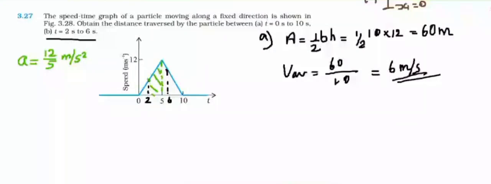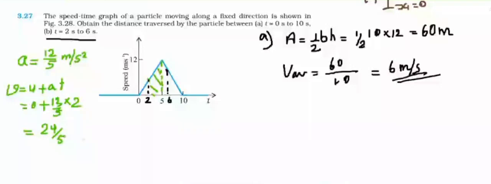Now, what is the velocity at 2 seconds? You can use the formula v is equal to u plus at. u is 0, a is 12 by 5, and t, 0 to 2 seconds, means t is 2. So velocity at that point is 24 by 5.